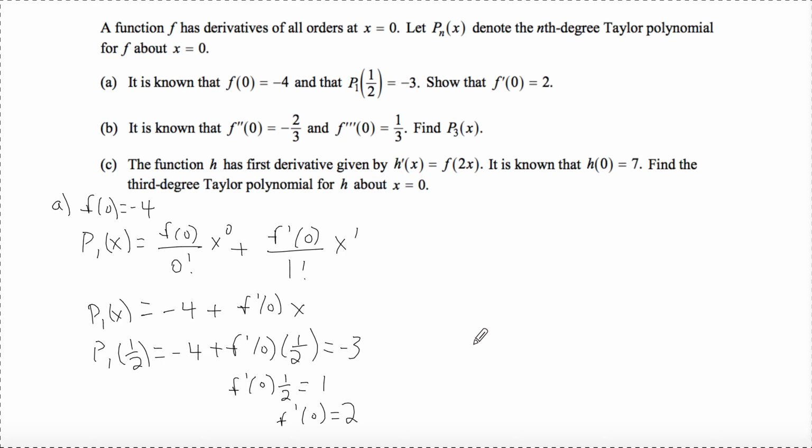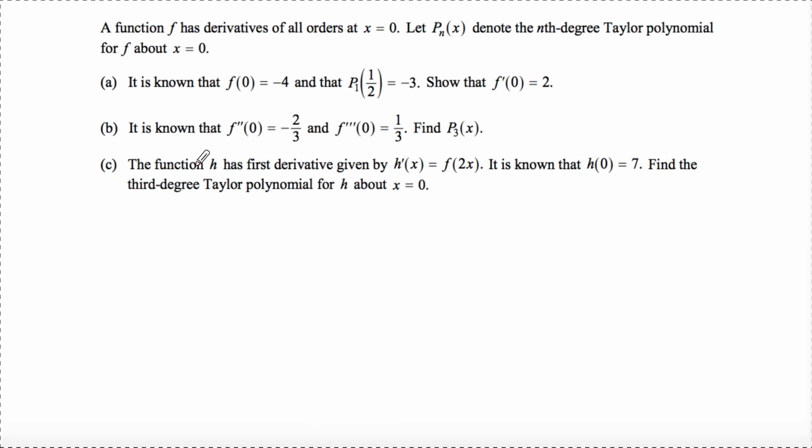Point-wise for this one, you got 1 point if you used p sub 1 of x, if you used this idea here. And then 1 point for going through the steps to verify, yes, f prime of 0 is 2. So this process here gets that 1 point down to the end. All right. Let's take a look at part B.